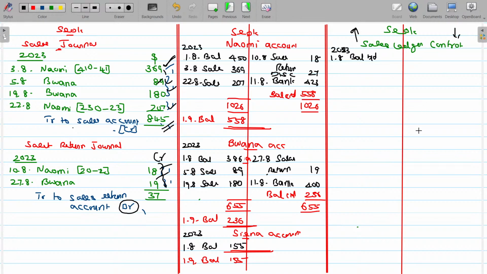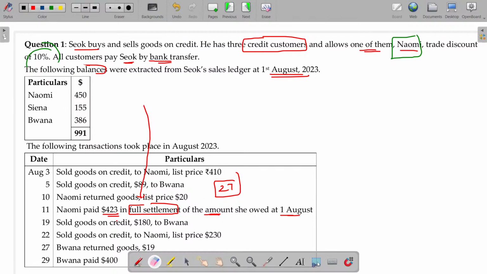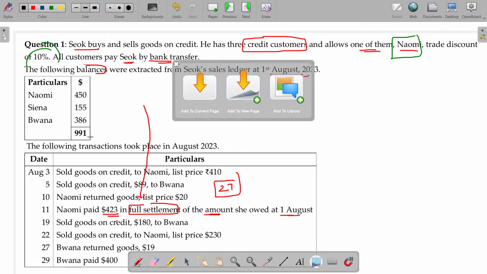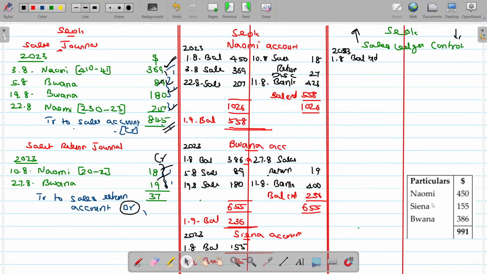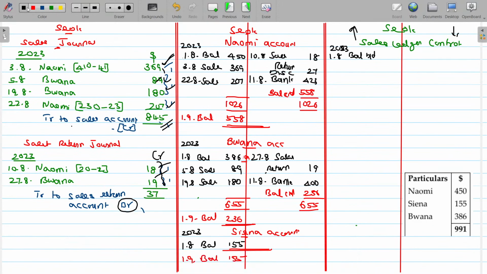the credit side. Okay. Now, this is the collection of all the values. What is the value we have in the beginning? For all the three parties put together, we have 991. So what you have to do is add up these three: 450, 386, 155. But anyhow, the added value is already given, so I may post that directly, 991.